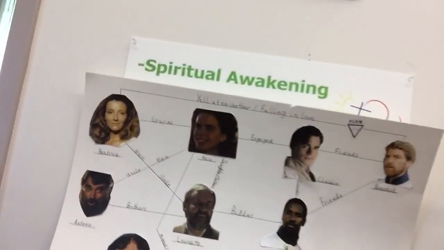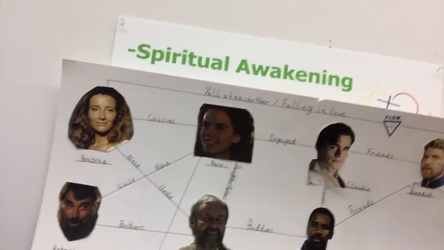That's what a character map is like. I'll show you another one. This is one that somebody did a couple of years ago for the play Much Ado About Nothing. So it has pictures, again, of the characters and lines between them. On those lines, you can have things like friends, enemies, in love, cousins, whatever the relationship is. So the purpose of the character map is to show visually the connections between characters.